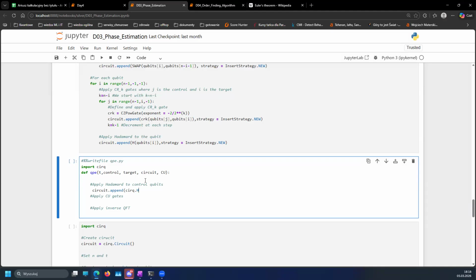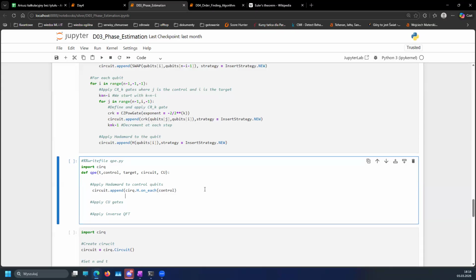So it will be circ.Hadamard. And now if we want to apply Hadamard on each of the qubits from the control register, we can use here on each. And then we want to apply it to control register, to control qubits. Okay. Now it should be okay.